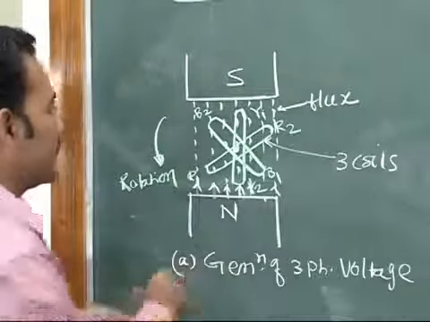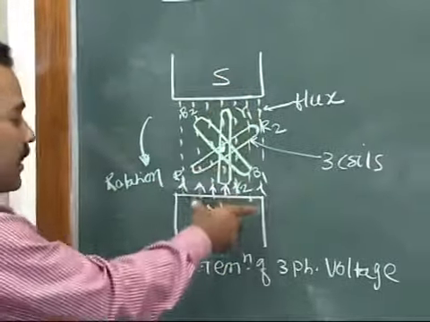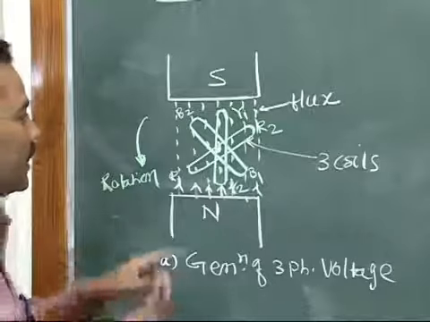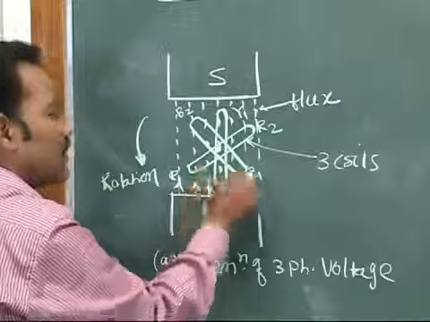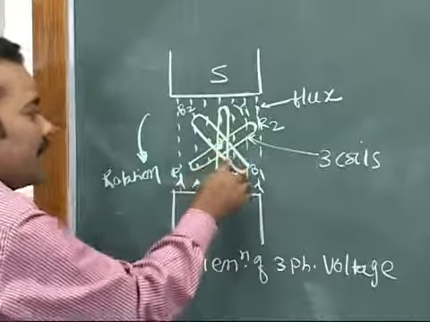Here we can see that N and S are either electromagnets or permanent magnets which produce these magnetic lines of flux, and these three coils are placed in the magnetic lines of flux.